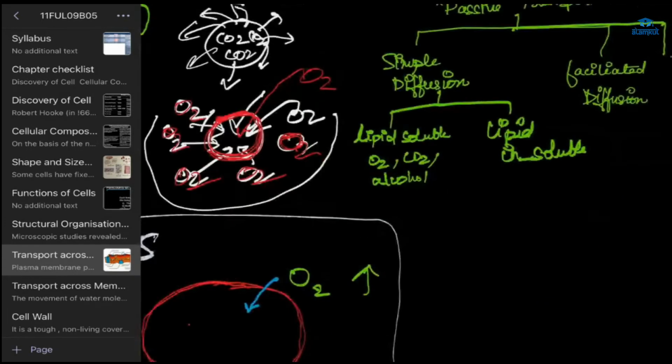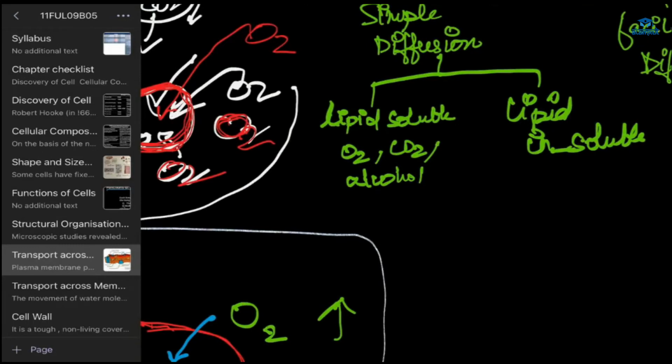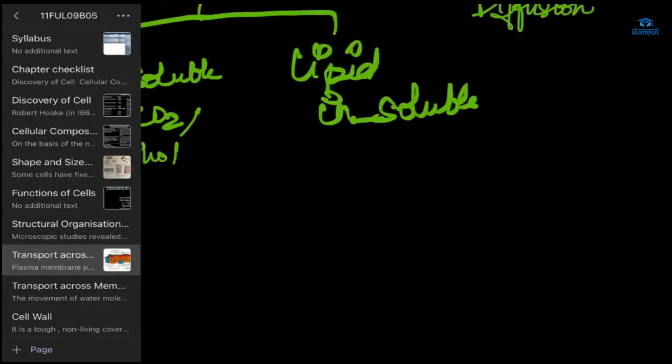Which is higher concentration, oxygen or carbon dioxide? Well, it doesn't matter. In respiration, we breathe in oxygen. So now we have more carbon dioxide, so carbon dioxide goes outside and oxygen comes in. Simple diffusion, because it is lipid soluble. And now for lipid insoluble, we have this.